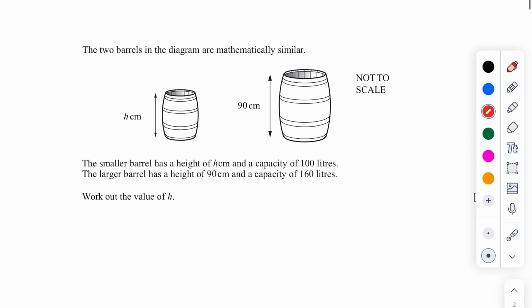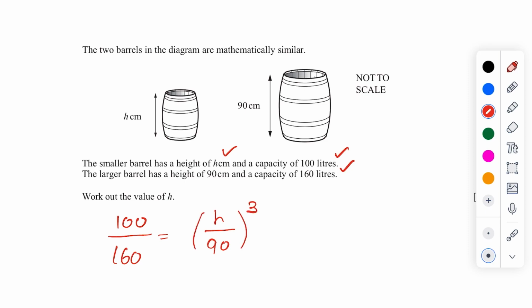Coming to question number 2, two barrels in the diagram are mathematically similar. The smaller barrel has a height of h meters and capacity. Again, it is about volumes. So volume 1 is 100 and volume 2 is 160. Its height is h and the other height is 90, whole cube. So what am I going to do? 0 and 0 get cancelled. 2 times 5, 2 times 8. Now cube root of 5 upon 8 equals h upon 90.